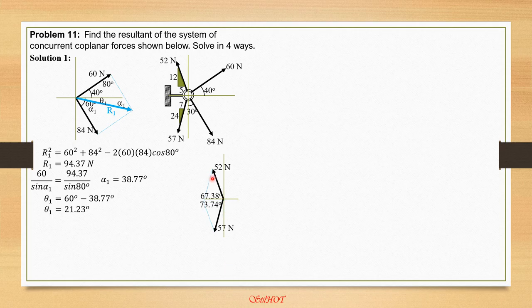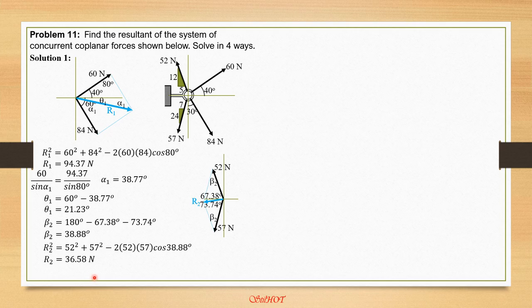Then the angle here is 180 minus this obtuse angle, which is 67.38 degrees plus 73.74 degrees. And this is the resultant 2, R2. So that's beta 2, and this is also beta 2. So beta 2 is 180 minus 67.38 degrees minus 73.74 degrees, so beta sub 2 is 38.88 degrees. Then by cosine law, we can now solve R2, the magnitude. R2 squared equals 52 squared plus 57 squared minus 2 times 52 times 57 cosine of beta 2, which is 38.88 degrees. So the magnitude of R sub 2 is 36.58 newtons.